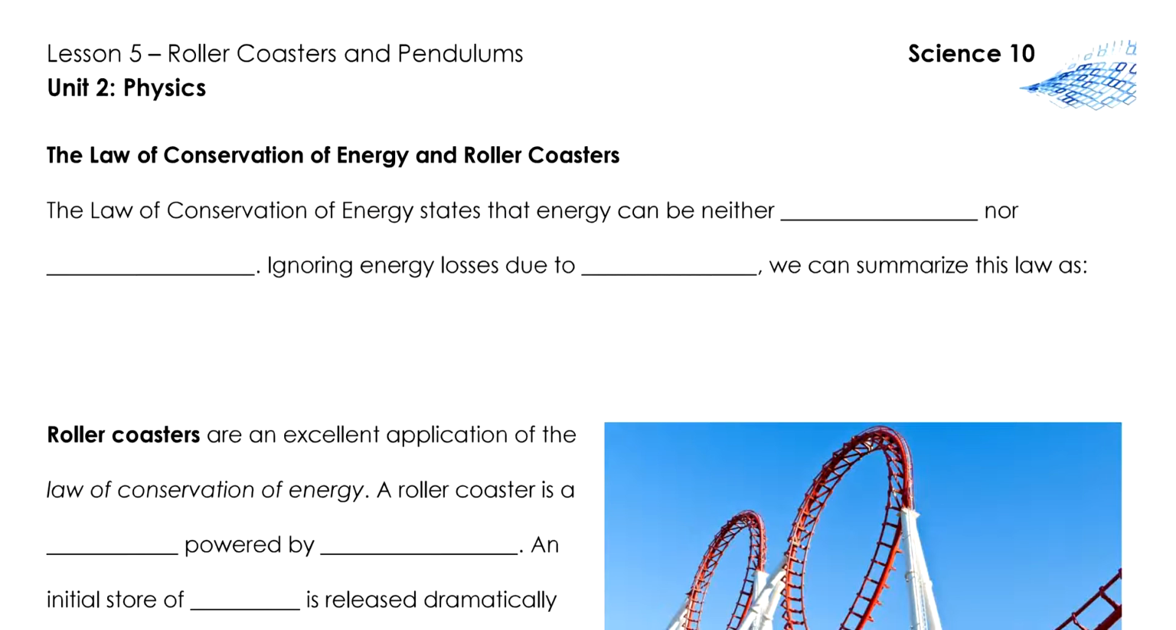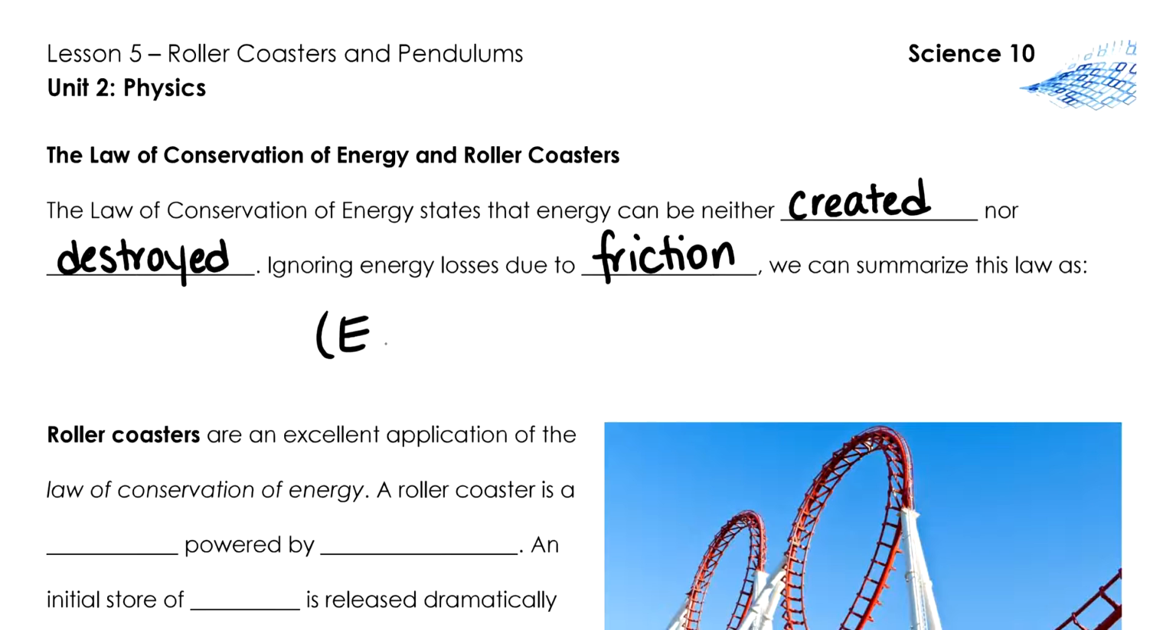As we all know, the law of conservation of energy tells us that energy can be neither created nor destroyed. In Physics 10, we ignore all energy losses due to friction, which brings us to this fabulous formula we've been using so far. EK plus EP initial equals EK plus EP final.